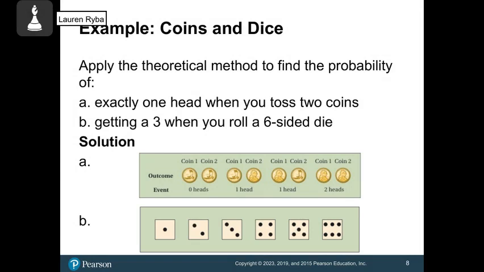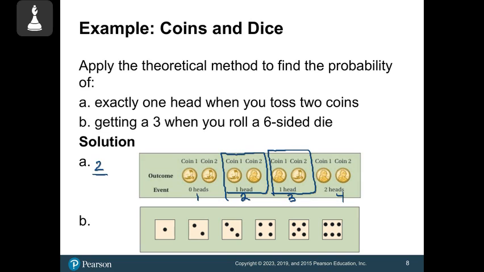We're going to apply the theoretical method to find the following probabilities. In this first one, we have flipped 2 coins. You can see here we have no heads, 1 head, 1 head, and then 2 heads, because it matters which coin had the head on it. How many ways can we get exactly 1 head when you toss 2 coins? This is one way to do that. This is the other way. So there are 2 possible ways out of 1, 2, 3, 4 total outcomes. And 2 over 4 is also 1/2.